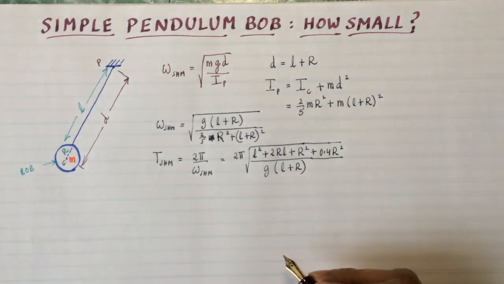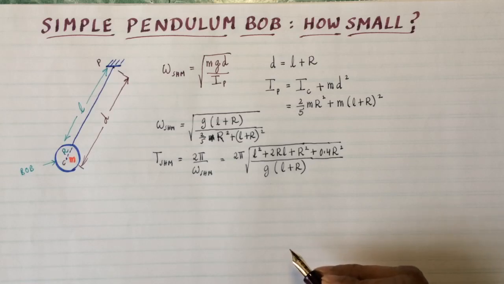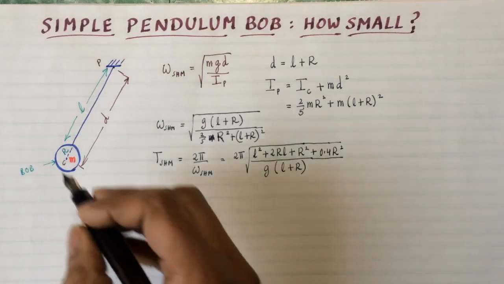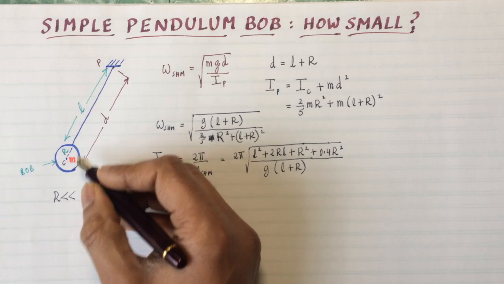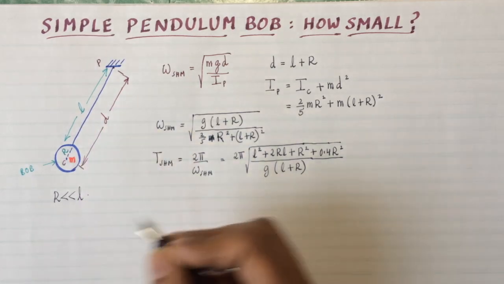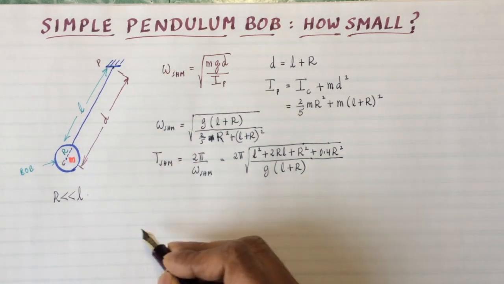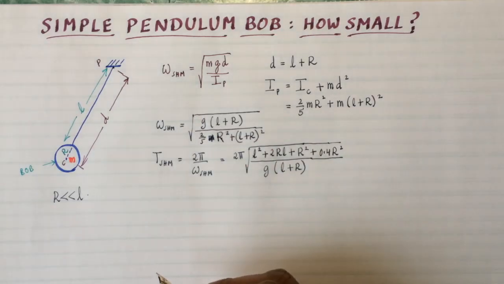Here's where I'm going to make some approximations just to see how I can simplify this a little bit, because it looks fairly complicated right now. And that approximation is this. I'm going to take R to be much smaller than the length L. That's usually true for a simple pendulum. We normally try to keep the length around 0.5 meter or so.